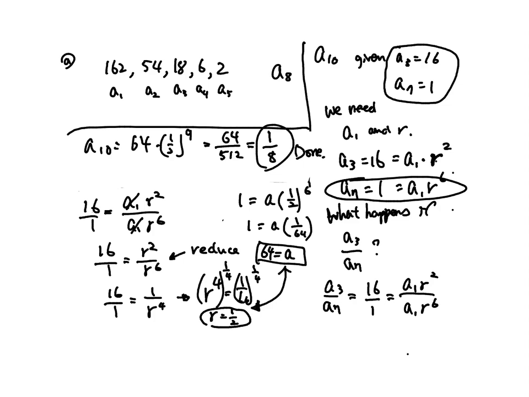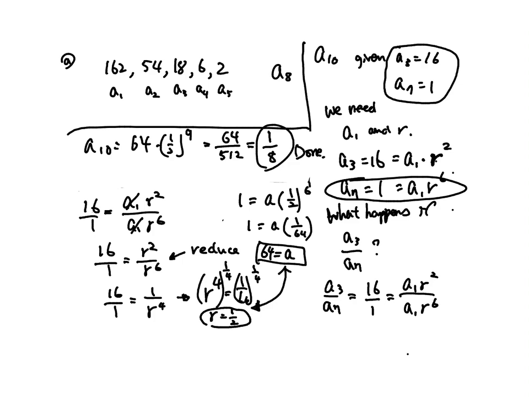Okay, so as long as we have two terms in the geometric sequence, we'll be able to figure out the formula and be able to find the specific terms.